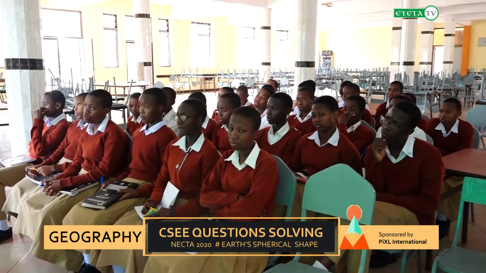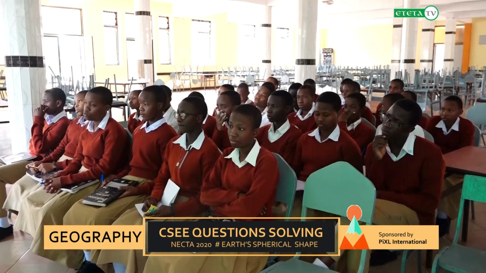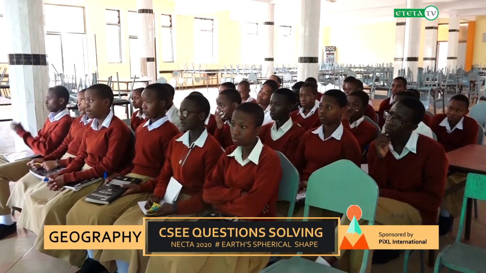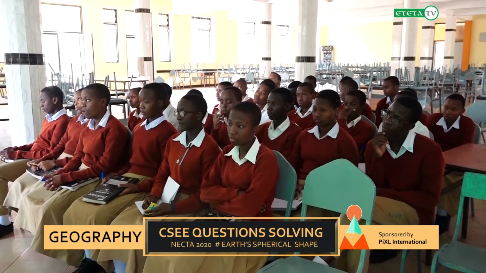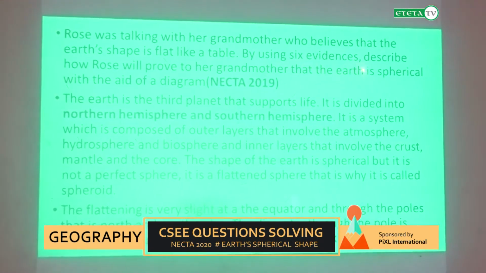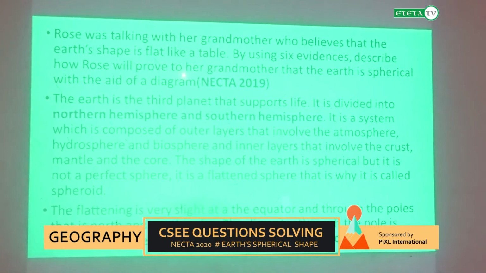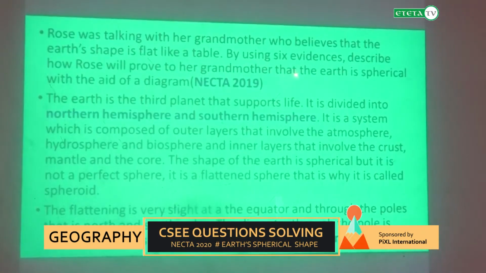We are going to take the question here. It reads, Rose was talking with her grandmother, who believes that the Earth's shape is flat like a table. By using 6 evidences, describe how Rose will prove to her grandmother that the Earth is spherical with the aid of diagrams.